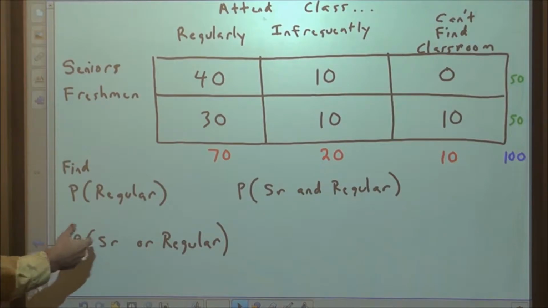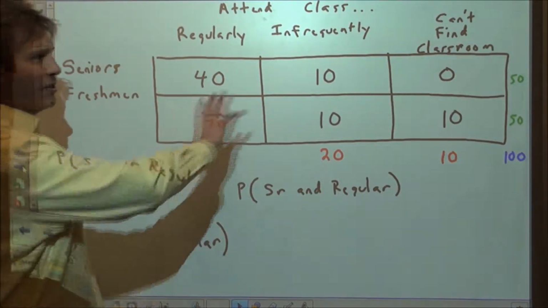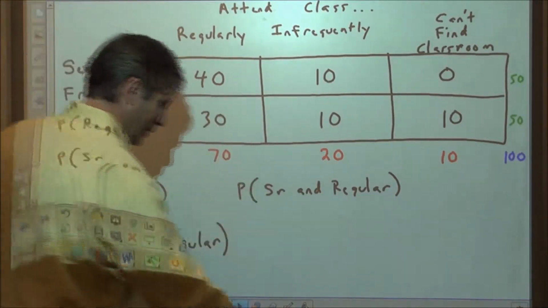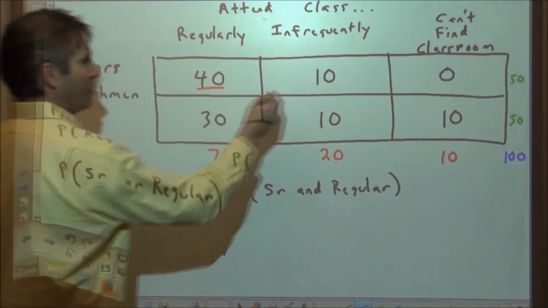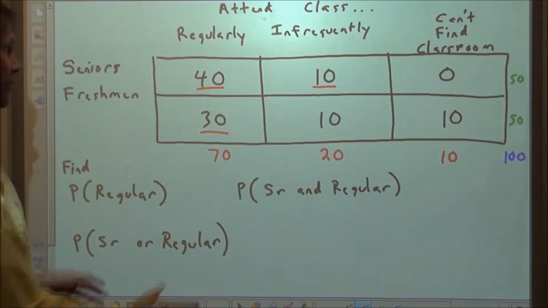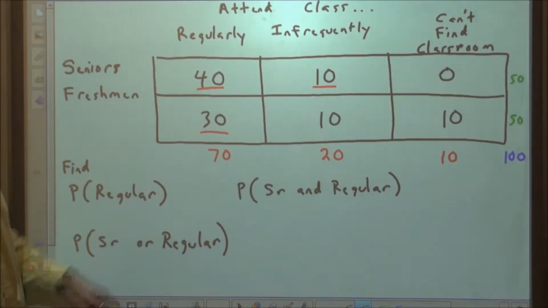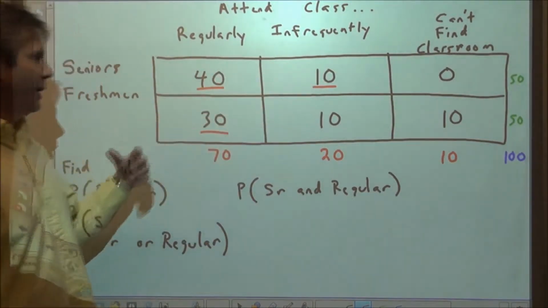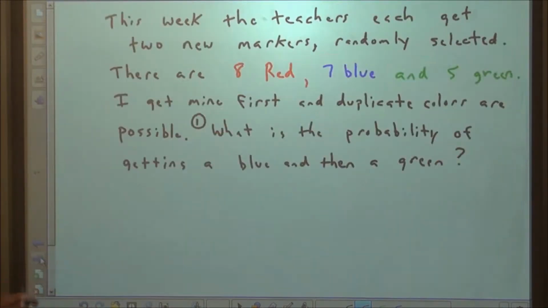All right, then finally, what's the probability we get a senior or someone who's a regular attendee? The easiest thing to do with the two-way table is just go ahead and look at the different cells. These people are seniors, these are seniors, and these people attend regularly. So the people that work in this descriptor are here, here, or here. So we add those together. We get 80 out of 100.